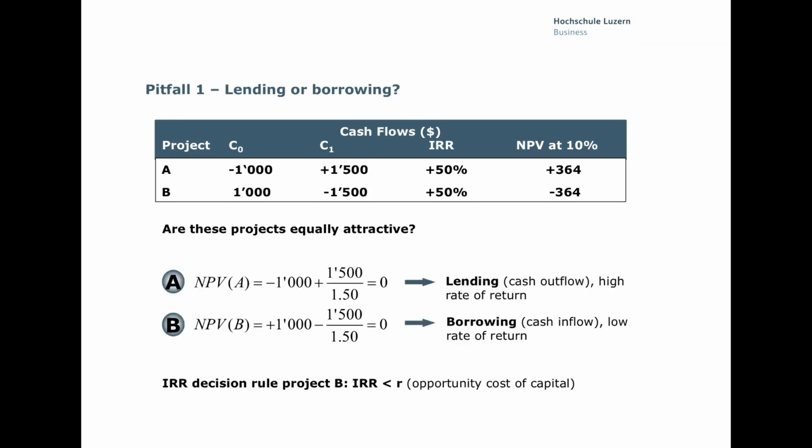Obviously not, since in the case of A, where we're initially paying out $1,000, we are lending money at 50%, while in the case of B, we are initially receiving money, which means we borrow at 50%. The conclusion to be drawn is when we lend money, we want a high rate of return, and when we borrow money, we want a low rate of return. For project B, it follows that the NPV increases as the discount rate increases, which implies that we have to look for an IRR less than the opportunity cost of capital.